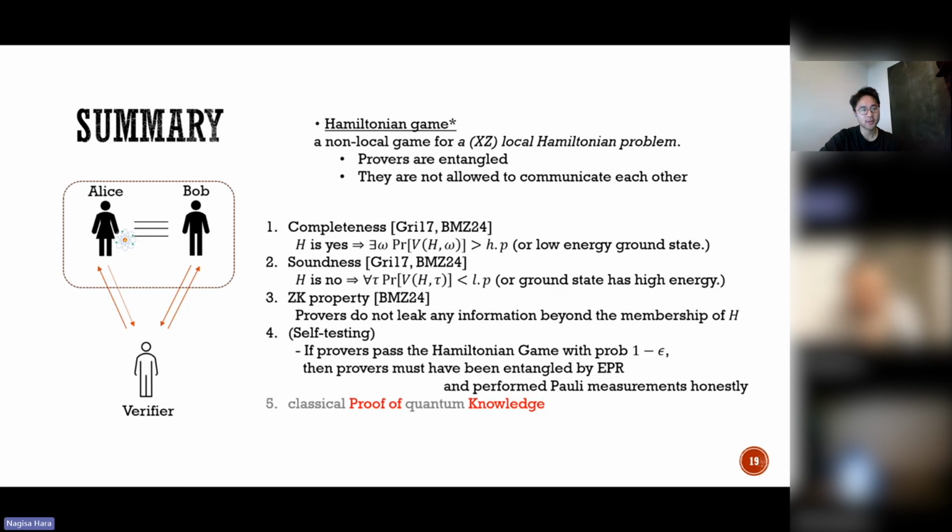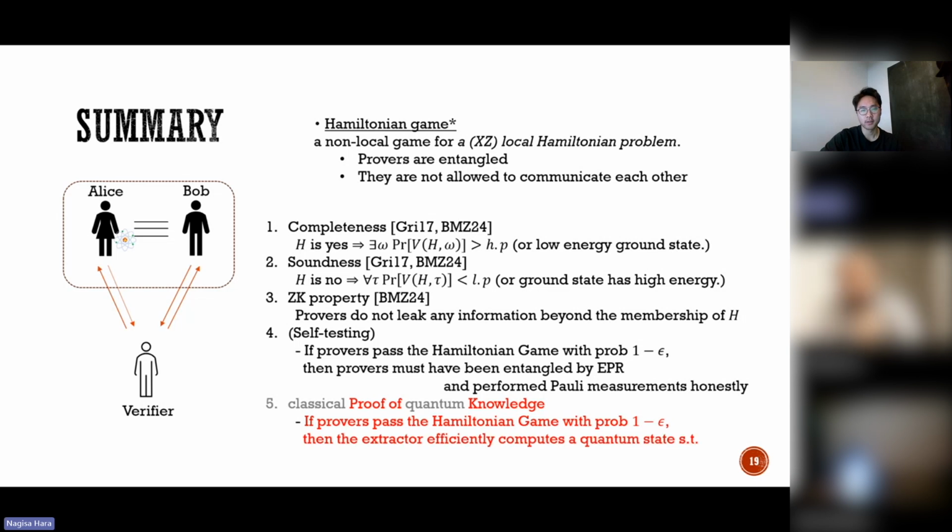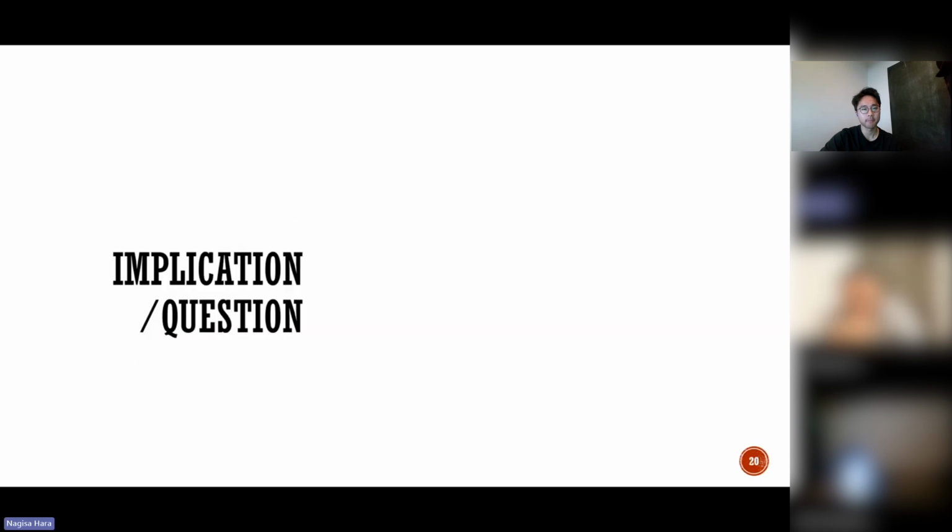So this protocol also shows the proof of knowledge, meaning that if the prover passes the Hamiltonian game with high probability, then the extractor can efficiently compute a quantum state such that the quality of the state is good. The energy is very low. Or you can say that if a prover passes the Hamiltonian game with high probability, then the prover must have possessed a valid quantum state.